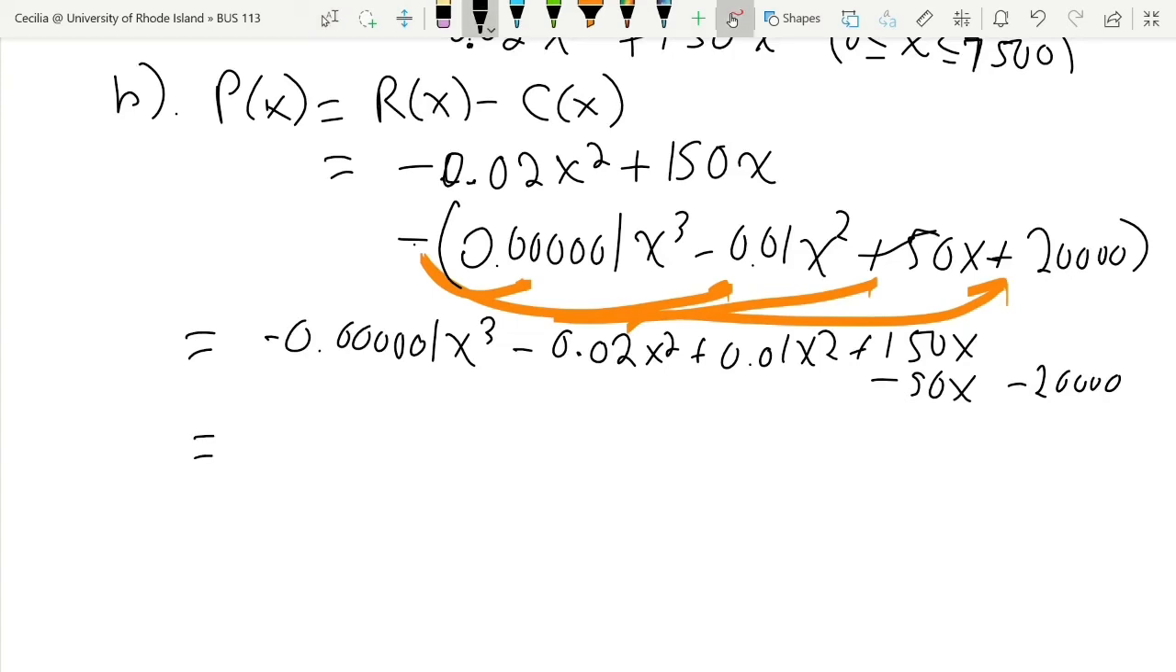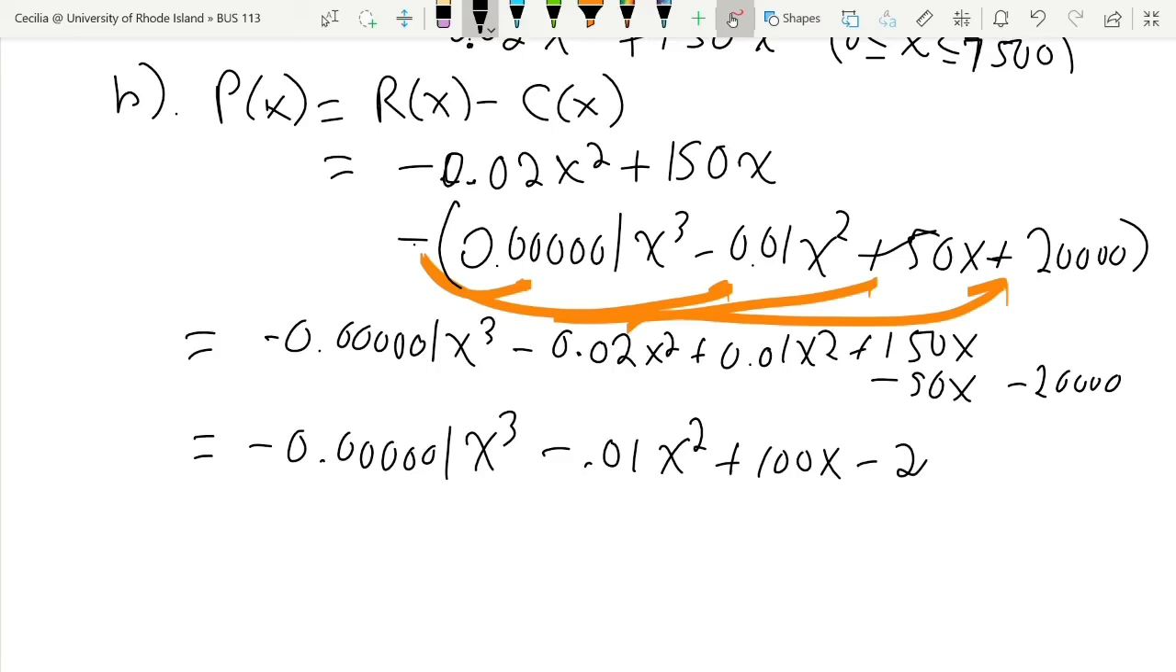So simplifying this, the tiny teeny bit that we're able to, is to combine these two terms. So we have minus 0.02 plus 0.01, that's going to be minus 0.01. You could do that on a calculator if you are not comfortable doing it that way. 150 minus 50 is plus 100x, and then minus 20,000. Okay, so now we have our profit function.